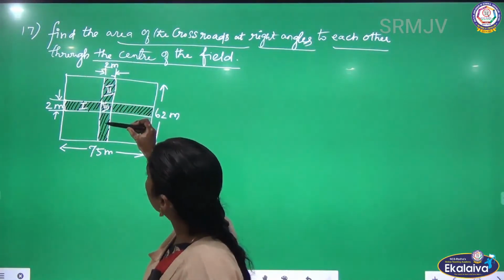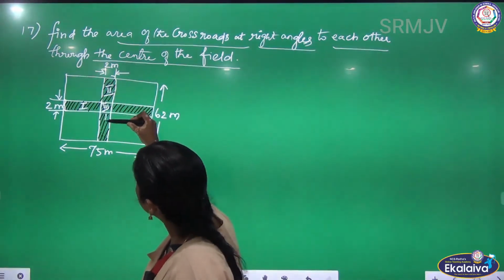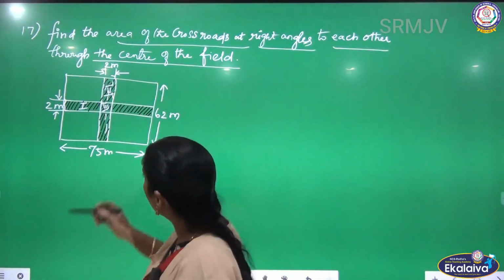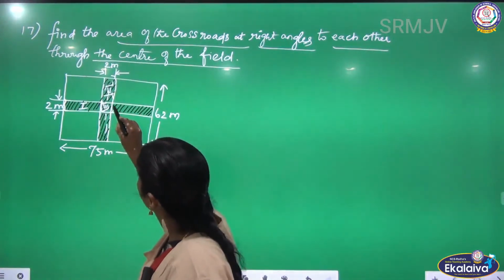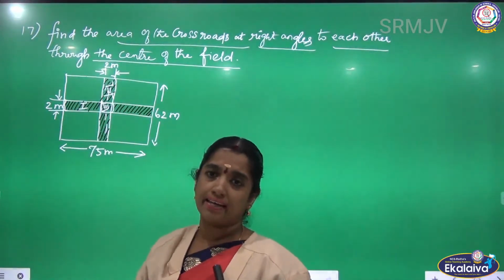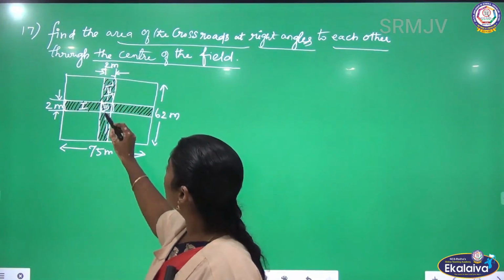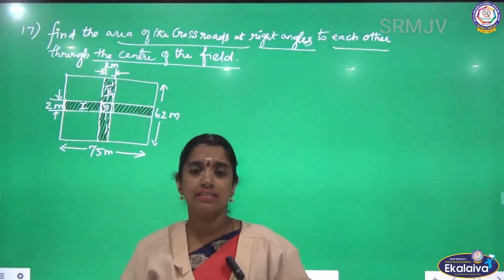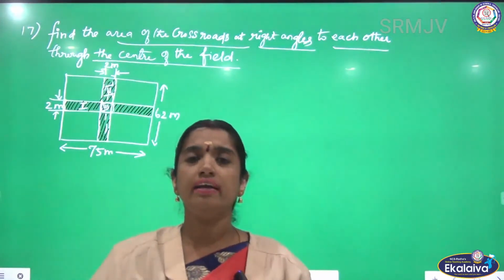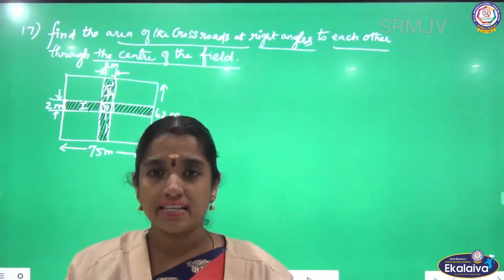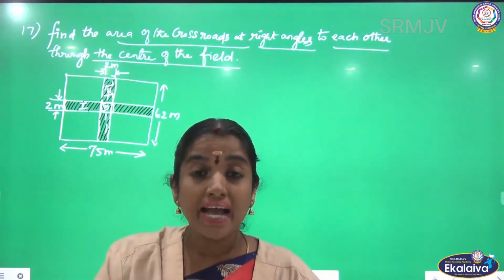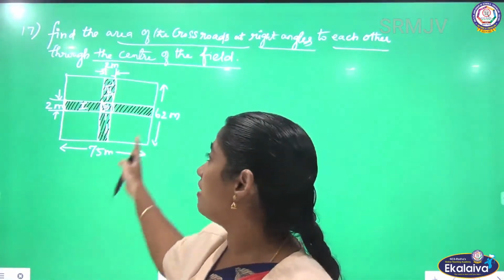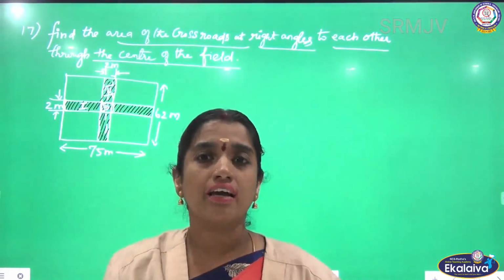So for that, what we have to do is, from this part to this part and this part to this part only we are going to add. This part alone you are going to subtract. Got it? It is in what shape? It is in square shape. So area of rectangle 1 plus area of rectangle 2 minus area of a square. If I can do this, I can find the area of the crossroad.